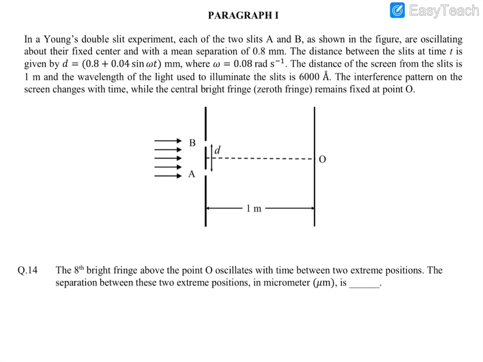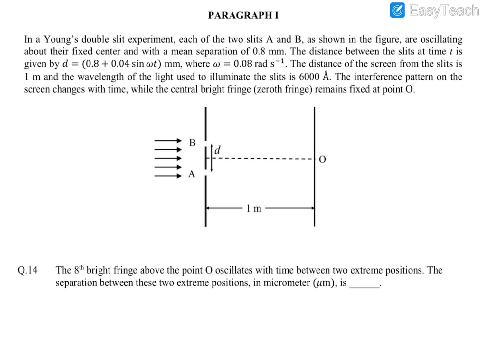The wavelength which is used to illuminate these slits is 6000 angstroms, and the interference pattern changes with time, and the central bright fringe remains at origin O. Now the 8th bright fringe above O oscillates with time between two extreme positions, and the separation between these two extreme positions needs to be calculated.